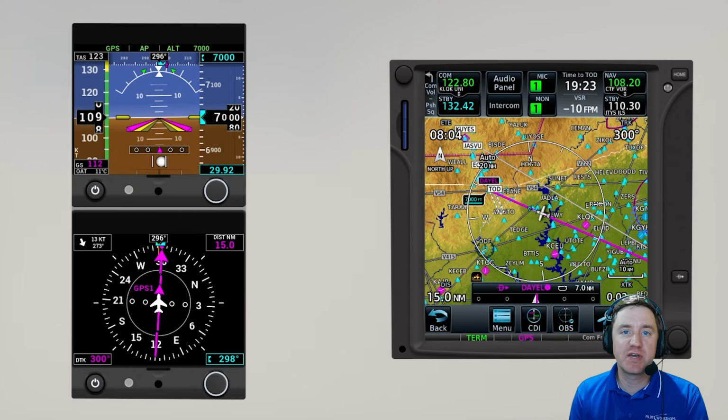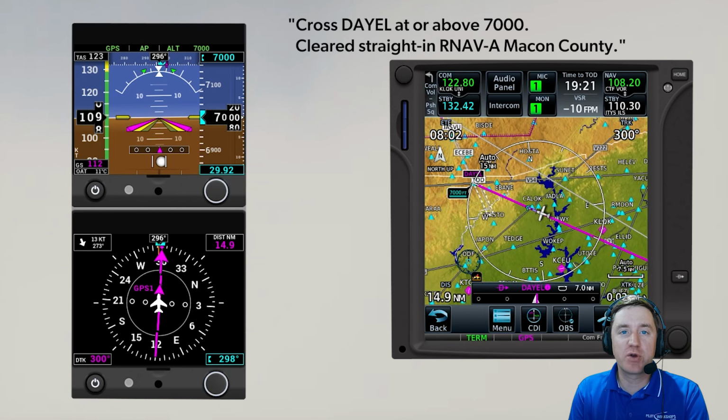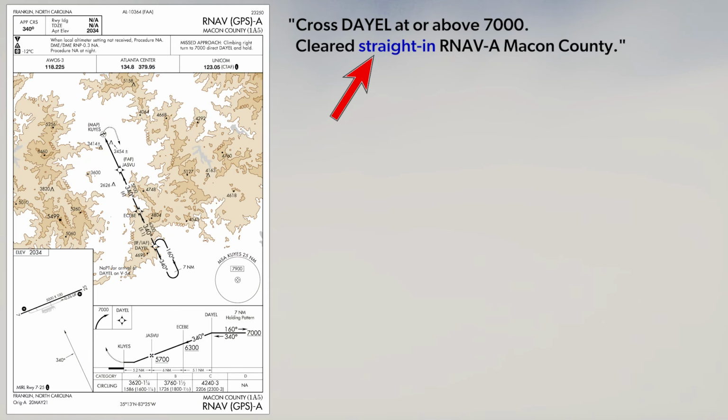We're at 7,000 feet, and we were cleared to cross Dale at or above 7,000 and cleared straight in RNAV Alpha to Macon County. That straight in part of the clearance might sound confusing on what's a circling only approach with no straight in minimums at all, but in this context, straight in just means that we bypass the course reversal. Technically, without that straight in clearance, we would have to do the course reversal. But in a situation like this, where we clearly don't need it for altitude or direction, it would be a good thing to clarify with ATC.